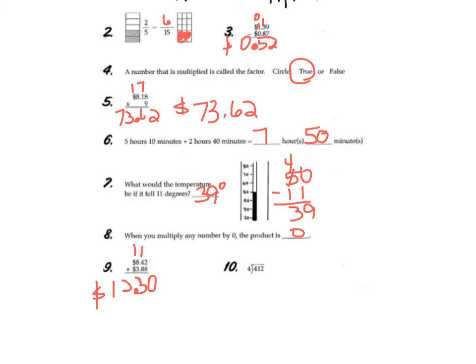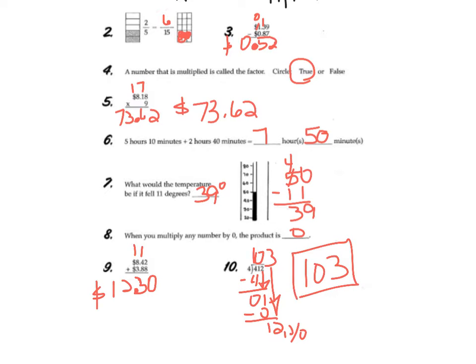And then the last one is going to be division. So 4 into 4 is 1. So subtract the 4. Your remainder is 0. Bring down the 1. Can't do it, so I have to put a 0. So minus 0. Bring down the 2. So 4 into 12 is 3. So your answer is 103. So make sure that you keep this warm up, because tomorrow we're going to finish the last day.